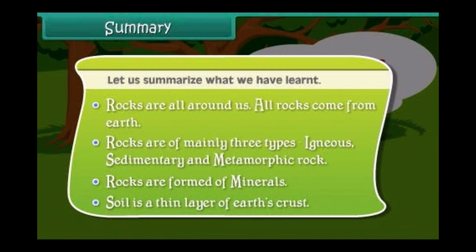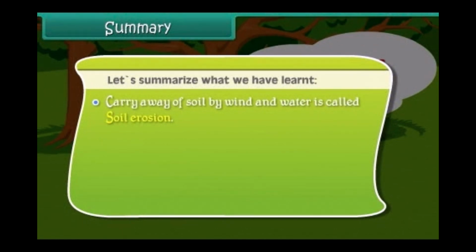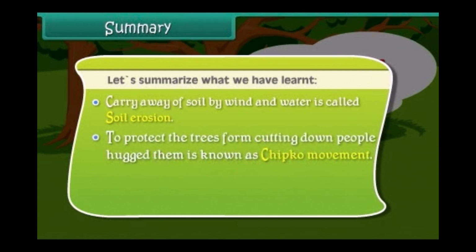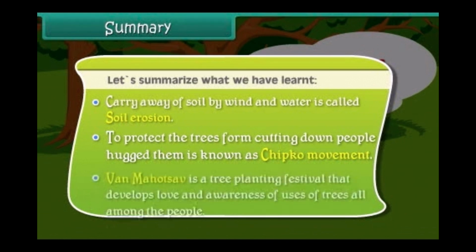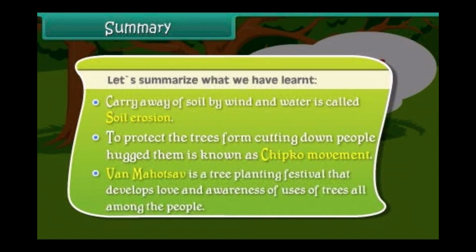Soil is a thin layer of earth's crust. Carrying away of soil by wind and water is called soil erosion. To protect the trees from being felled, people hugged them, and this movement is known as the Chipko movement. Van Mahotsav is a tree planting festival that develops love and awareness of the uses of trees among the people.